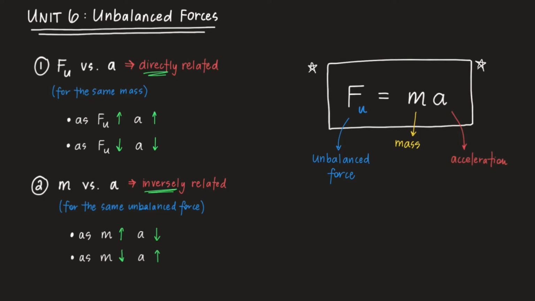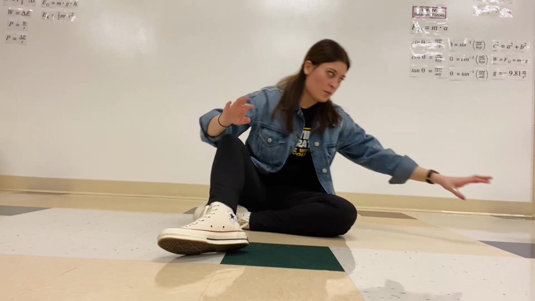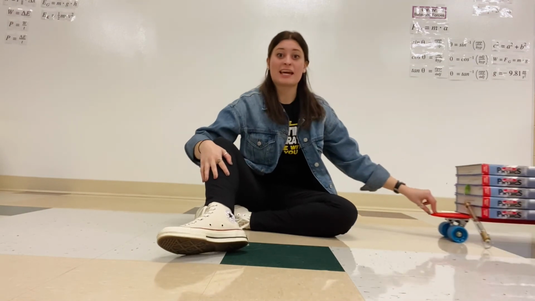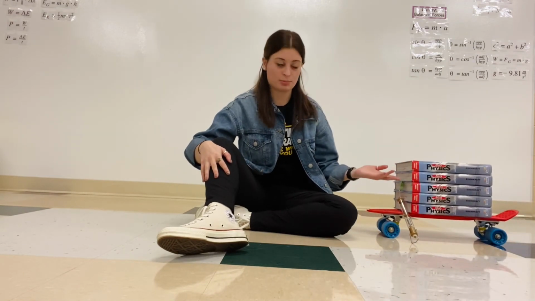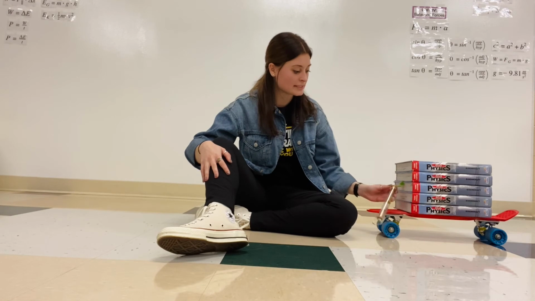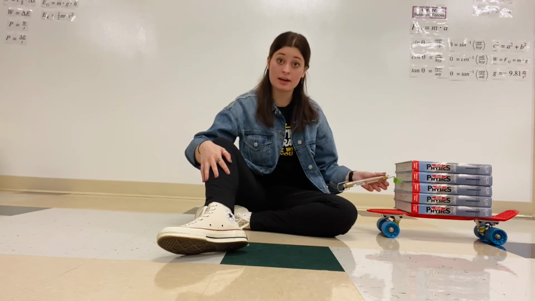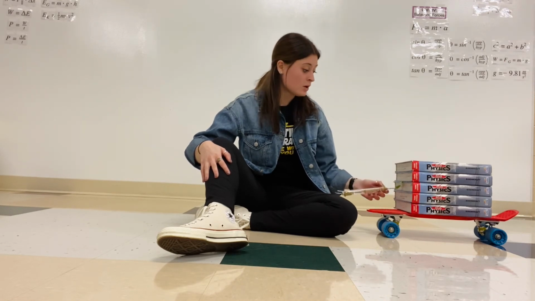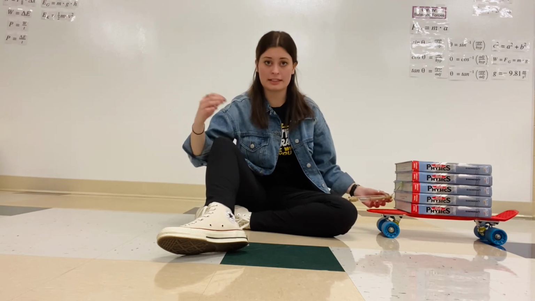What does this look like for an object? Let's put these Newton's second law relationships into action. What I've got here is a skateboard with some physics textbooks on it. I also have attached a force scale to these textbooks. What I'm going to do first is illustrate the relationship between unbalanced force and acceleration.